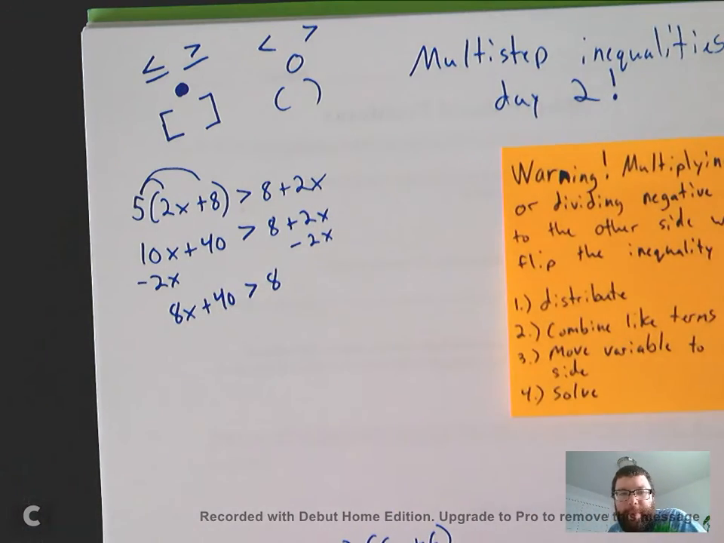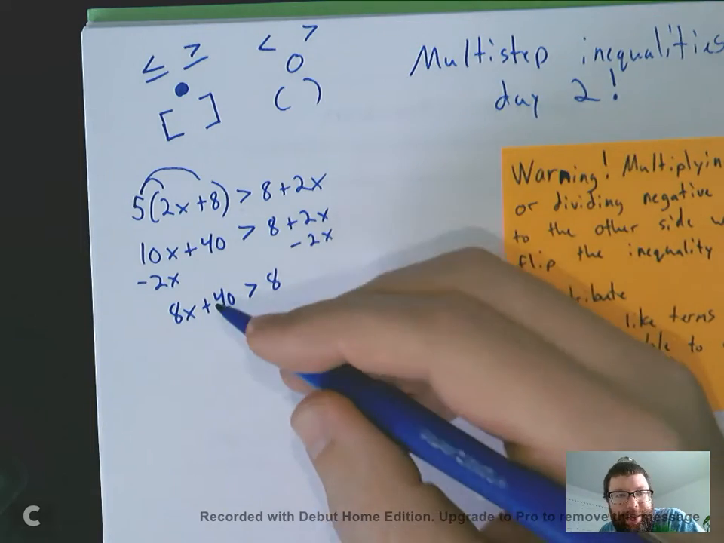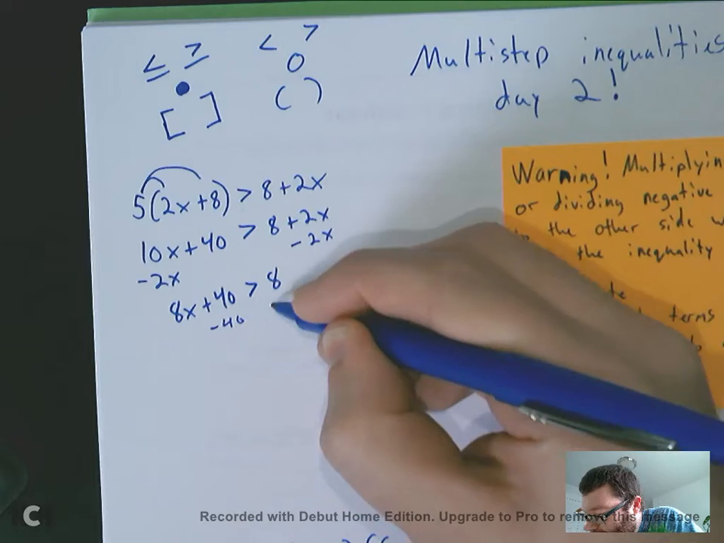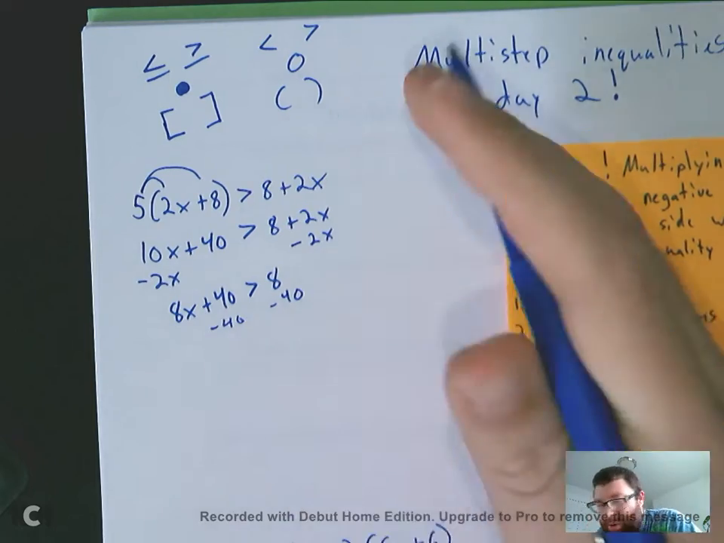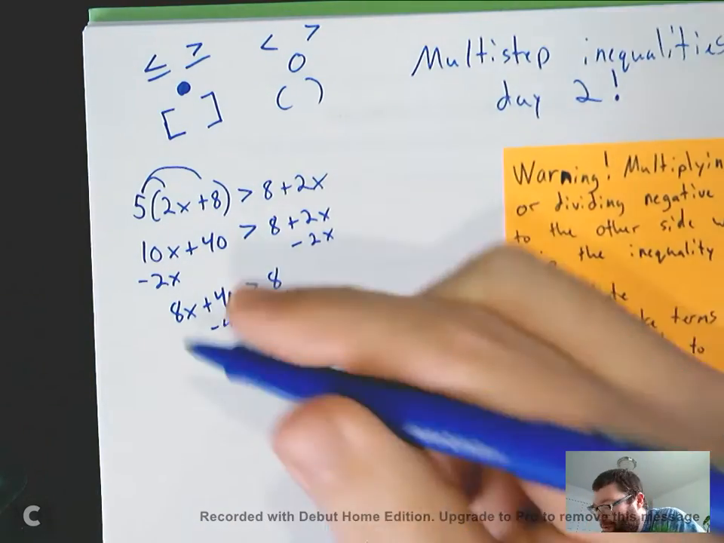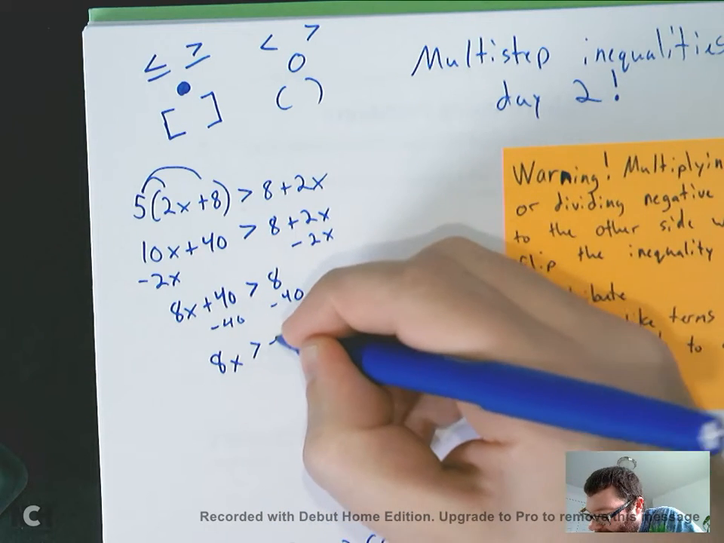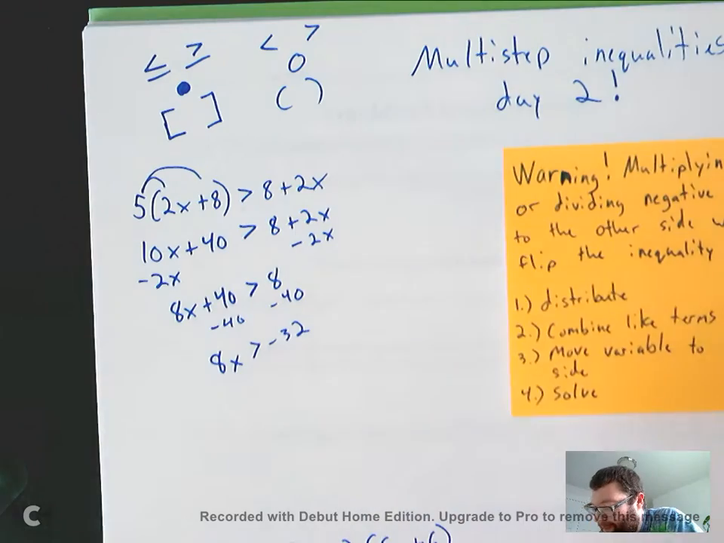Okay, now it's a party problem, right? Got a best friend, acquaintance. Who's going to leave the party first? The acquaintance, right? You always move that number adding and subtracting first. So minus the 40 from each side. Now I'm not multiplying or dividing, so it doesn't change the inequality sign. I'm going to get 8x is greater than negative 32.